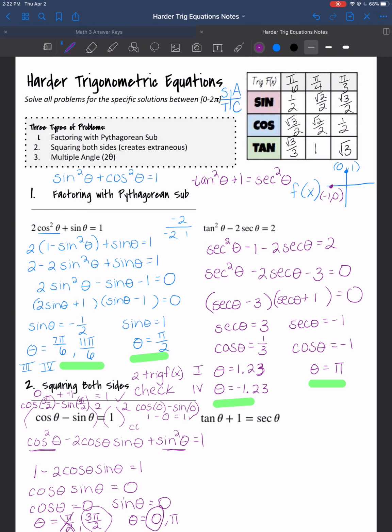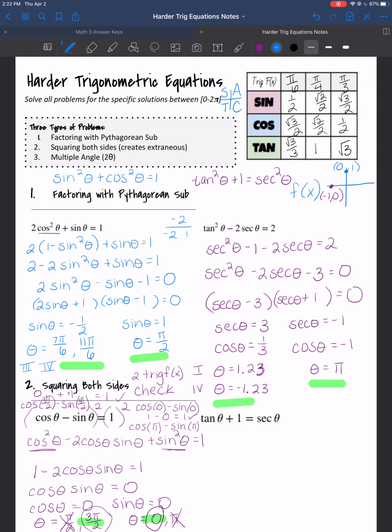Then you're going to do pi. Cosine of pi minus sine of pi. Cosine of pi is negative 1. Negative 1 minus 0 does not give you 1, so that's also extraneous. So your 2 solutions here, even though you did everything perfectly right, you only get 3 pi over 2 and 0 as your answers. You do not have to check every single one of these, only the ones where you square both sides. So they take a little bit of time.